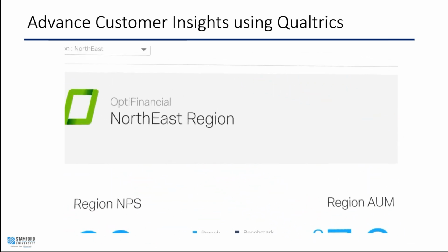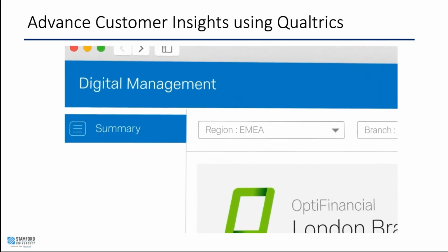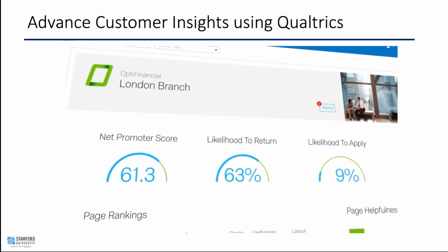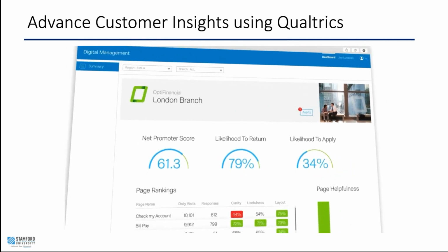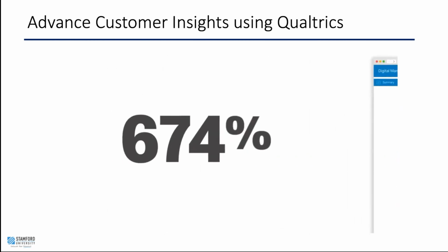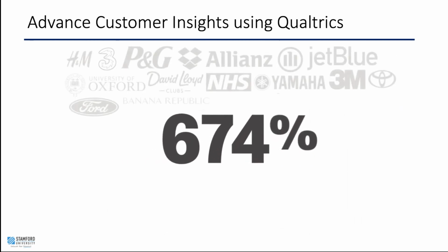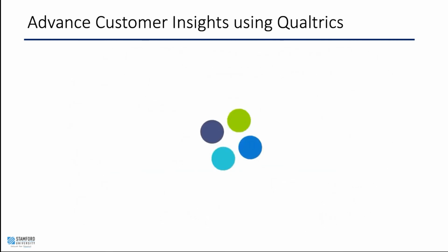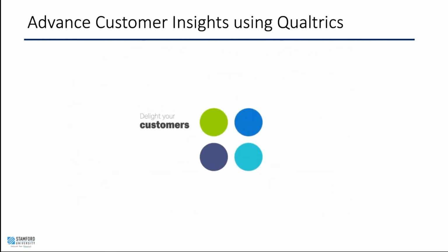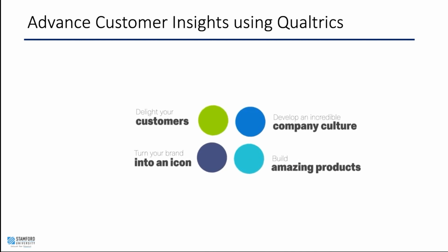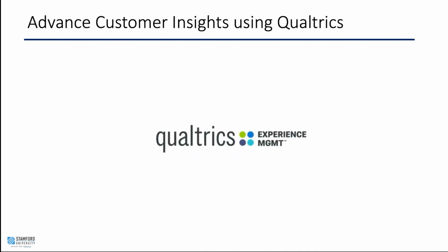It removes guesswork by modeling the impact of your improvements before you invest in them. And allows you to quickly and easily close the loop, responding to feedback and solving customer or employee problems in real time. With a proven ROI of over 600%, we're trusted by over 8,500 brands who use Qualtrics Experience Management to delight their customers, develop incredible company cultures, build amazing products, and turn their brands into icons. Experience Management by Qualtrics.